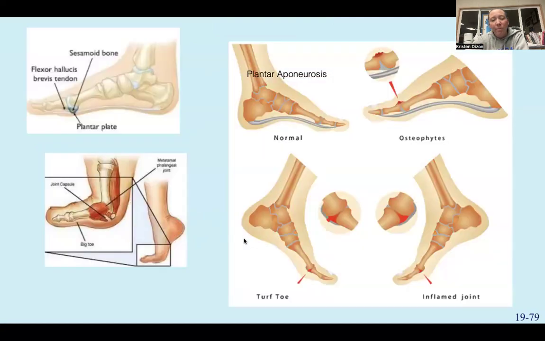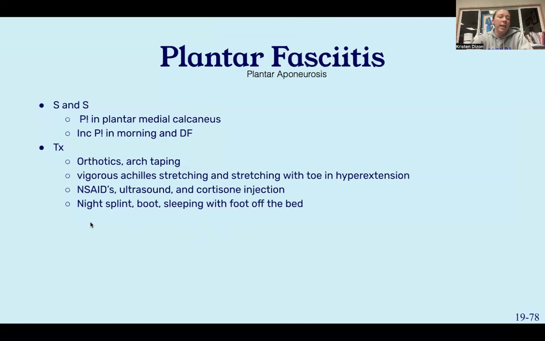It's super duper helpful. The other thing I want you to know is that you can roll your foot on a frozen water bottle. That's going to do two things. It's going to ice the area, and it's going to stretch. So sometimes it's really painful and you can't stretch very well. This will help you stretch and give you a little ice action going on.